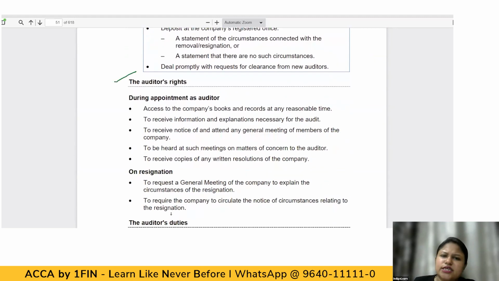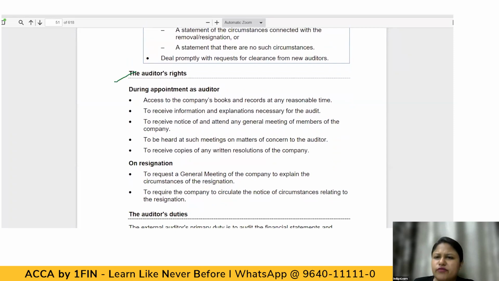ACCA. Okay. Then auditor's rights: he will have access to all the information and all the explanations. Whatever information he requires from the management or from any of the employees, he can raise any question, and they have the obligation to give an answer to him.